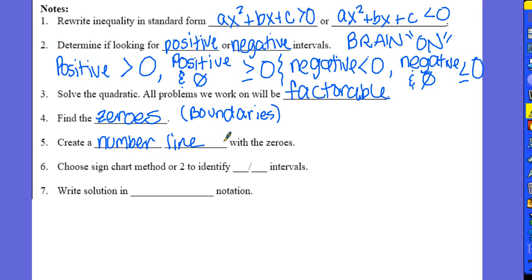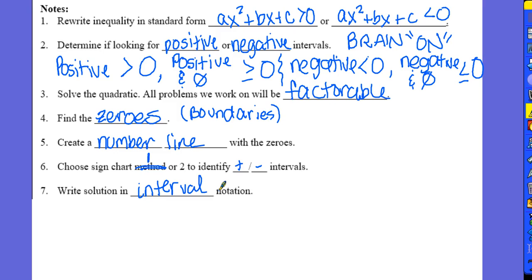And then we have to engage our brains again. We're going to choose sign chart 1 or 2 to identify positive and negative intervals. Once we get that done, we're going to go back to step 2 and look at which one we wanted: positives or negatives, brackets or parentheses. Then we're going to take our answer from our number line and write it in interval notation, because we're going to choose the intervals that have the answers we're looking for.